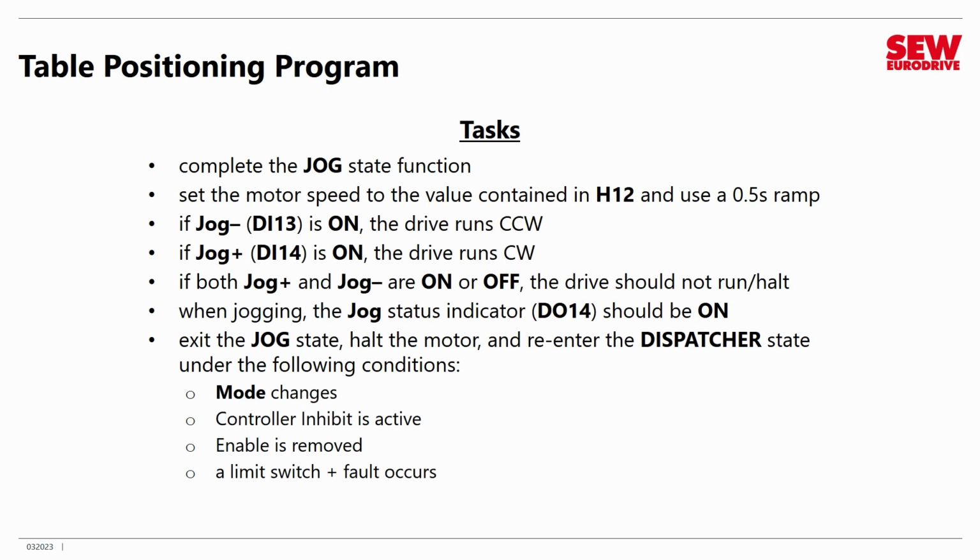These are the conditions that will exit the jog state, halt the motor, and re-enter the dispatcher state. The mode changes to something other than jog. Controller inhibit is activated. Enable is removed, or a limit switch trips, which causes a fault. Any of those should exit. All right, so that's the jog function, and you can obviously reuse some of the code that you've written in the past in some of those jogging activities to implement that.